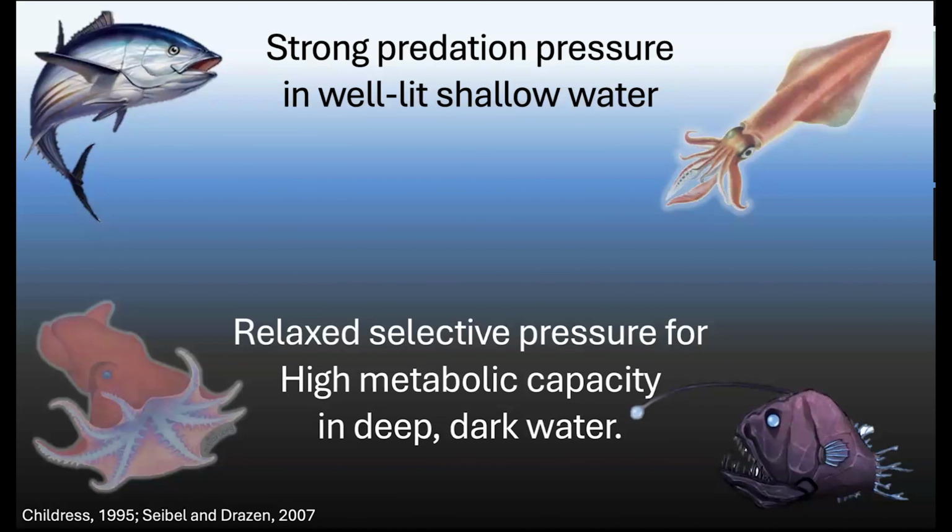Another important variable with depth is light. You tend to have sit-and-wait predation strategies in the deep sea because visual predation is light limited. So you get sluggish animals like the vampire squid or the anglerfish, compared to shallow living tuna fish and active calamari.